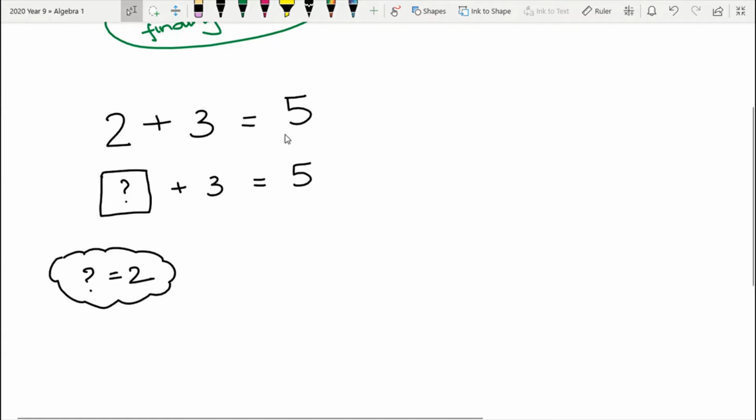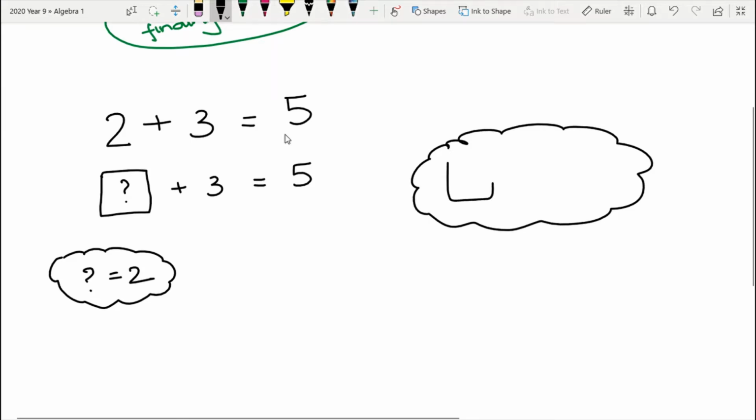But someone else will be thinking the opposite of that. They are working backward. Something plus 3 is 5, so that something has got to be 5 minus 3. So someone else is thinking along this line: the question mark is going to be 5 minus 3, which will be 2. So yes, it gives you the same answer, but the second method is called working backwards.